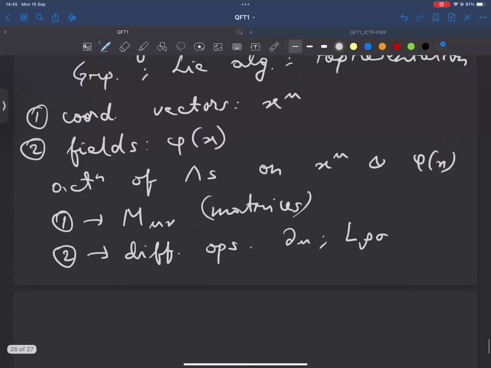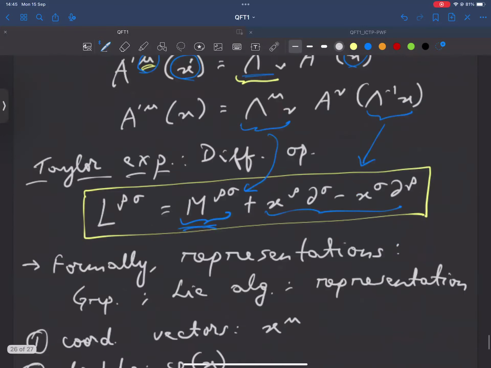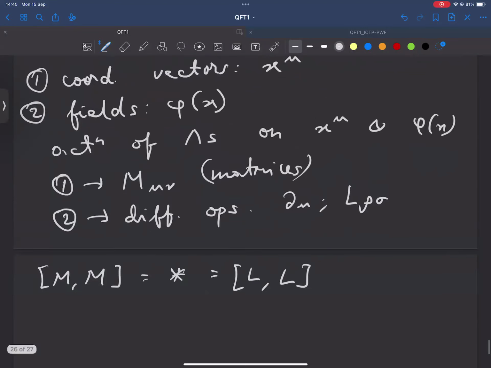However, you saw one important thing. You saw that these M's satisfied something, let's call it star, and the same thing was also satisfied by L, right? This L satisfied the exact same commutator that the M's did, the same commutator structure, right? So it means this was also a Lorentz algebra, because that's what we defined it to be. And this was also the same Lorentz algebra.